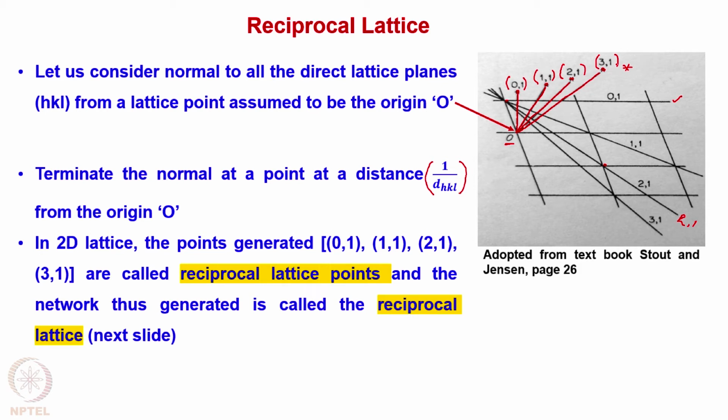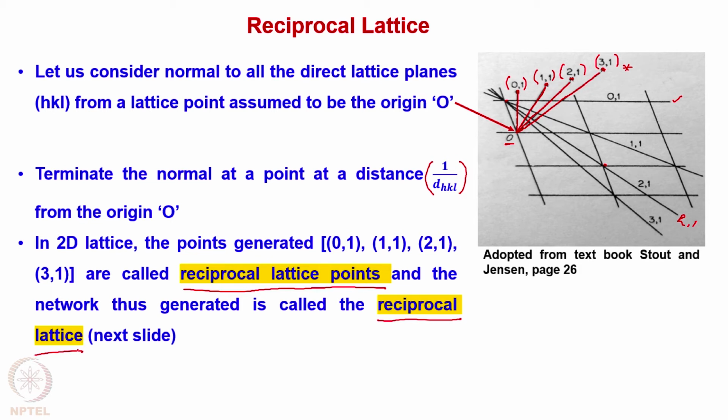So, what has happened is that the crystallographic planes containing scatterers, atoms, are now considered to be imaginary points in space, and these imaginary points are now called the reciprocal lattice points, and the network that can be generated using those points is called the reciprocal lattice.